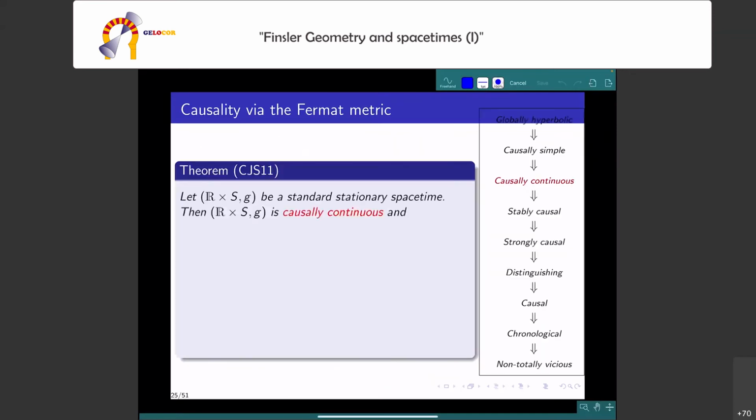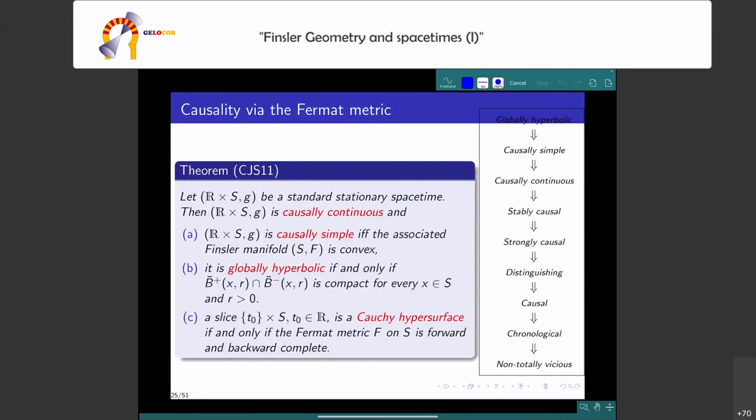So we have this theorem, which characterizes all the causal steps of the causal ladder. The causal ladder is here to the right, and it turns out that the standard stationary spacetime is always causally continuous. It is causally simple if and only if the Finsler manifold is convex, and it is globally hyperbolic if and only if the intersections of the forward and backward balls are precompact for every x in S and every radius. Finally, a slice is a Cauchy hypersurface if and only if the Fermat metric F on S is forward and backward complete.